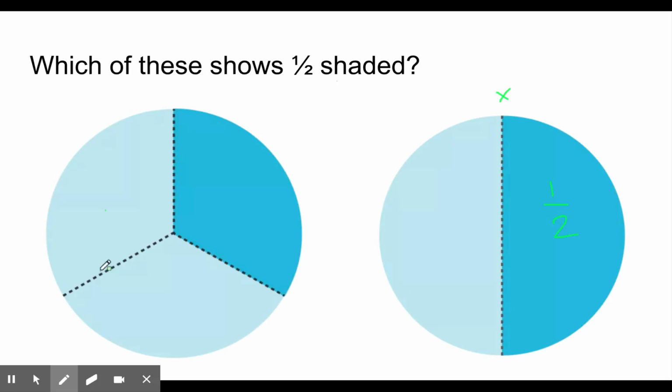What does this circle show? How many is it divided into? Let's count. 1, 2, 3. So what goes on the bottom? 3. And how many are shaded? Just the 1. So 1/3 is shaded in.